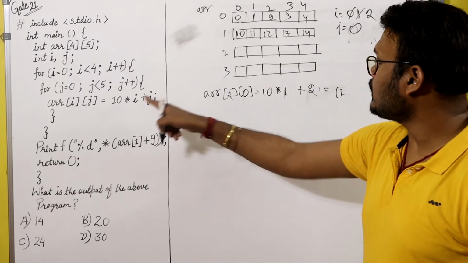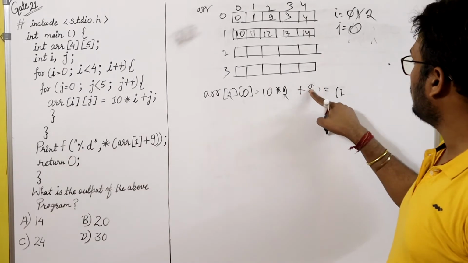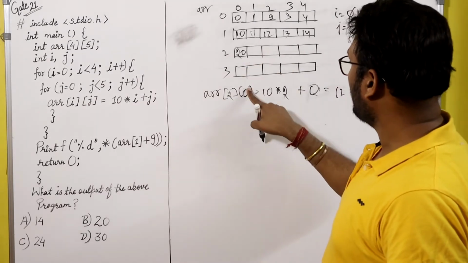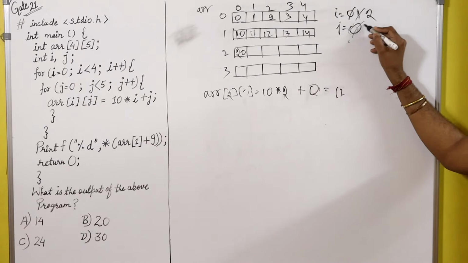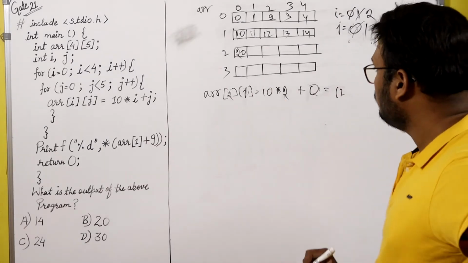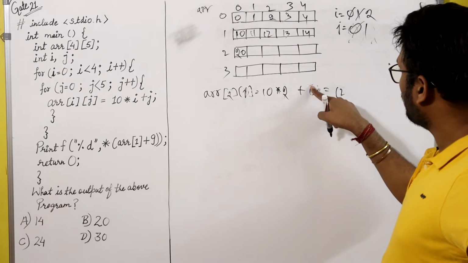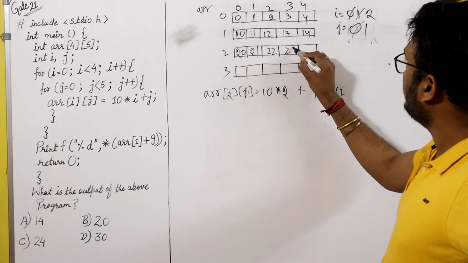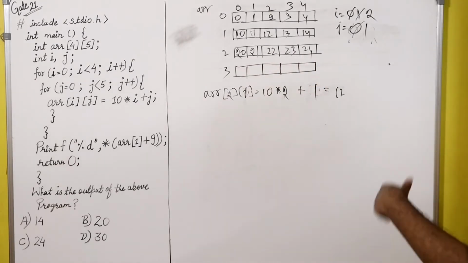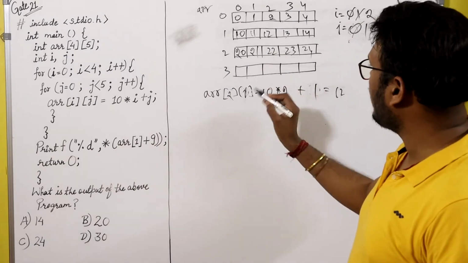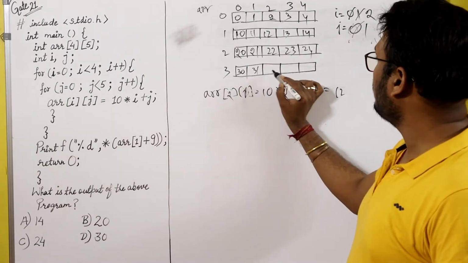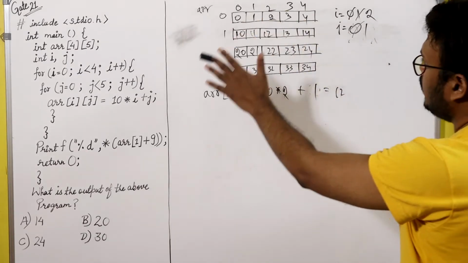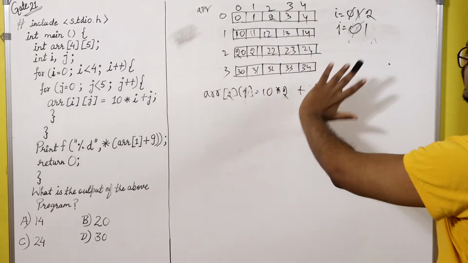10 into what is i? 2. 10 into 2 plus 0. Okay. What is 10 into 2 plus 0? 20. Then again, j value will be incremented by 1. So what is array of 2 1? 10 into 2 plus 1. That is 21. So similarly, it will be 21, 22, 23, 24. And you just apply the same logic and you will get 30, 31, 32, 33, 34. Okay. So this 2D array has been completely initialized.